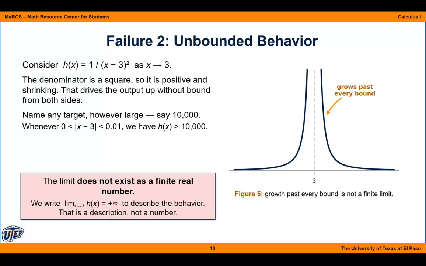To make the idea concrete, choose any large target, say 10,000. If x is within 100th of 3, while not equal to 3, the function value will already be greater than 10,000. If we choose an even larger target, we can move x even closer to 3 and push the function beyond the target as well. The function never settles near a finite real number. Therefore, the limit does not exist as a finite real number. We often write the function approaches positive infinity to describe this behavior. However, positive infinity is not a number that the function reaches. It describes growth without bound.